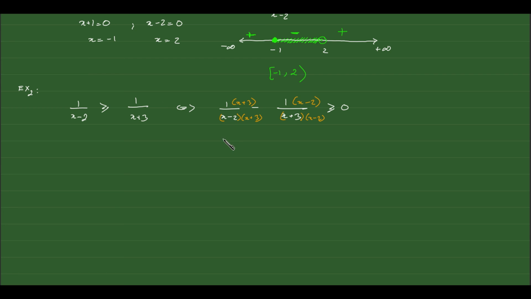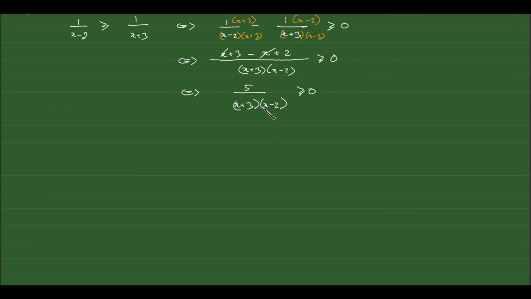Then the denominator will be x plus 3 times x minus 2, with x plus 3 here, minus, distribute the minus in, plus 2. Minus times minus becomes plus. Now we're going to combine the like terms. So you have 5 only over x plus 3 times x minus 2. Now we're going to find the values on the number line, and you see that everything has been factored already. So we'll have to find the values on the number line.